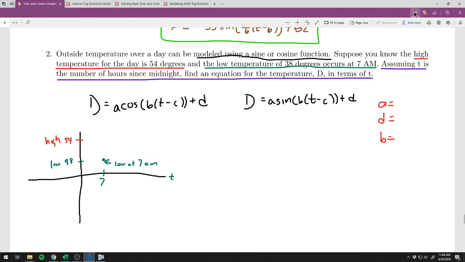We can figure out the average because it's halfway in between, which will end up being the midline. And how do we figure out the average of 54 and 38? You might be able to eyeball it, but you can also just use the definition of the average of two numbers: add them up and divide by 2. 54 plus 38 is 92, divided by 2 is 46. So that's telling us D, which is the average, is 46. And then the amplitude, how far we go above and below the average, is 8. To go from 46 to 54, or the other way, is 8.